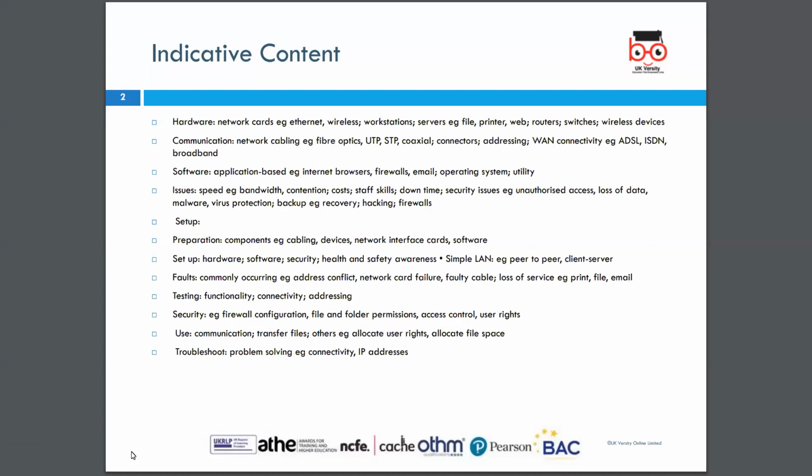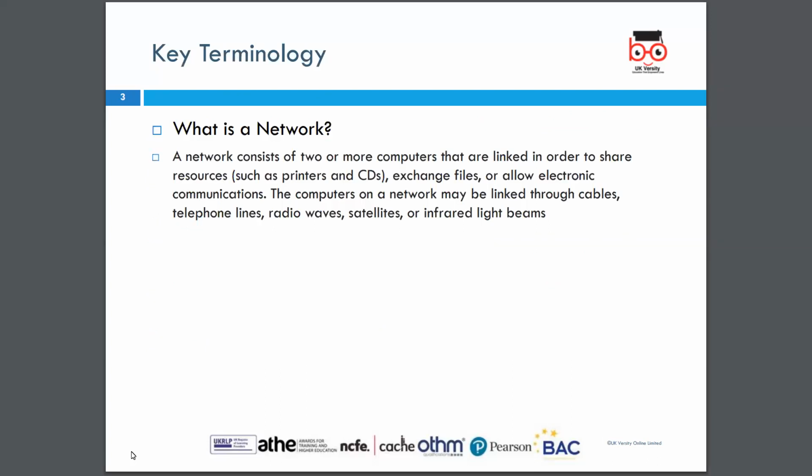So our indicative content, we're going to look into hardware and what we need to know about the hardware. Communication, so we'll look into the types, which we already looked into yesterday. And software, we'll look into the software required. Type of issue that can occur when we have a physical network assembled. Then we'll look into setup, how this has to be done, and also the requirements. And then we'll look into testing and the security measures that we need for our network.